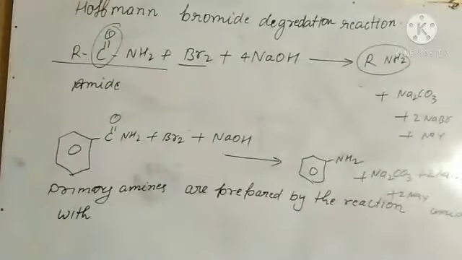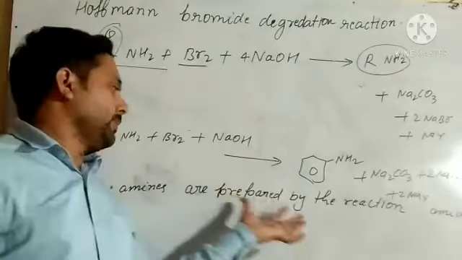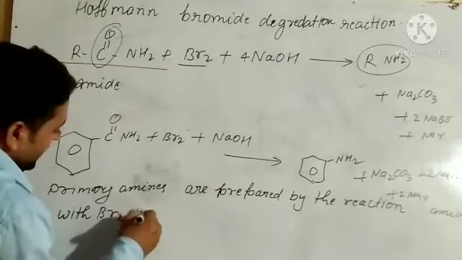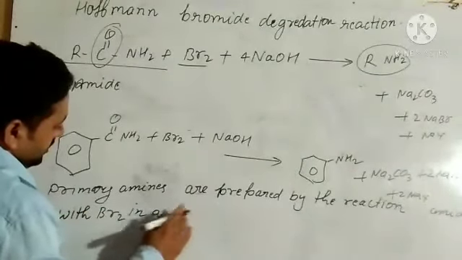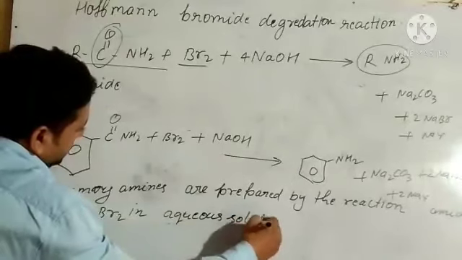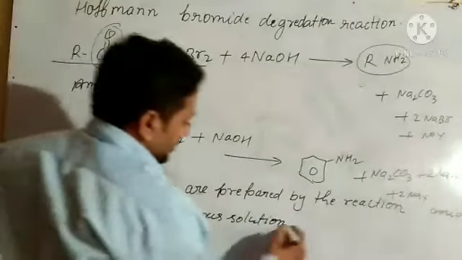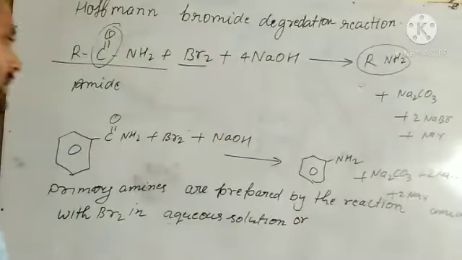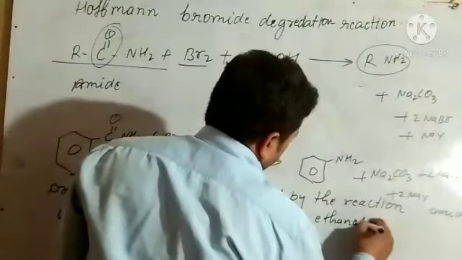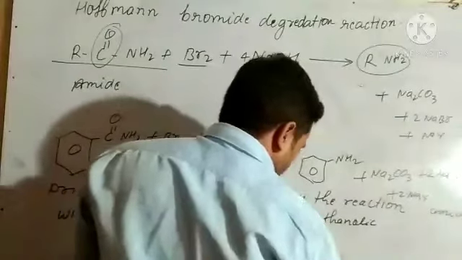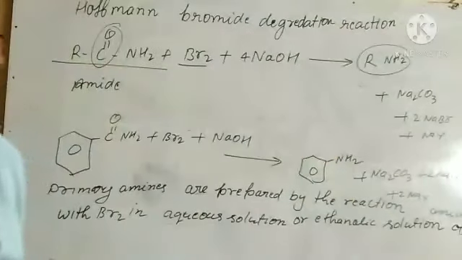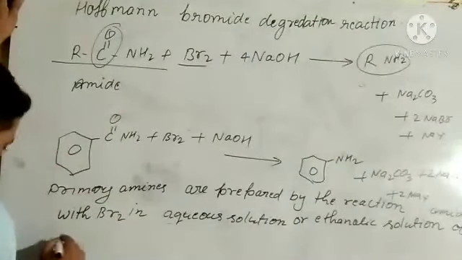So how can we prepare the amines? Primary amines are prepared by the reaction of amide with bromine in aqueous solution or ethanolic solution of sodium hydroxide.